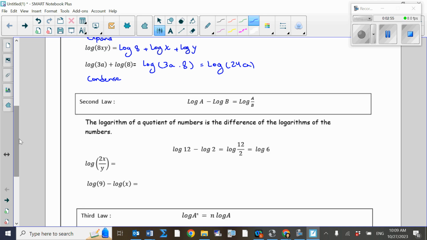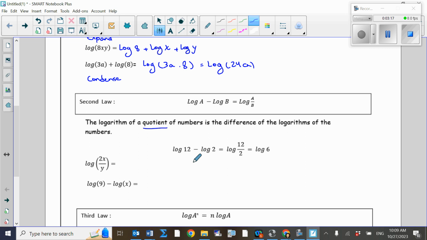The next law that we're going to learn is called the quotient law. If I have log of a minus log of b, so 2 logs with the same base subtracted, I can rewrite this as 1 log and divide the arguments by each other. The first one is going to be on top of the fraction. The second one will be on the bottom of the fraction.